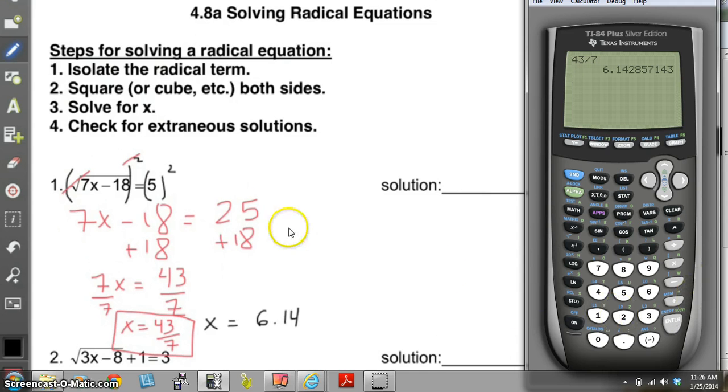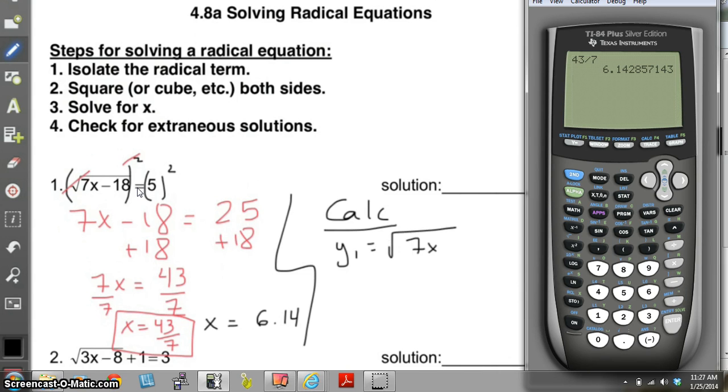Now after we solve it, we have to check if my solution makes sense. So how do I do that? Now on your calculator, this is the calculator part to check my solution. On y1, you enter the left side of your equation, so you enter square root of 7x minus 18. On y2, you enter the right side of your equation, which is only 5. So let's do that. On y1, I enter square root.